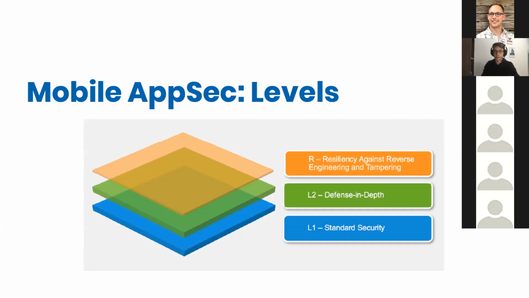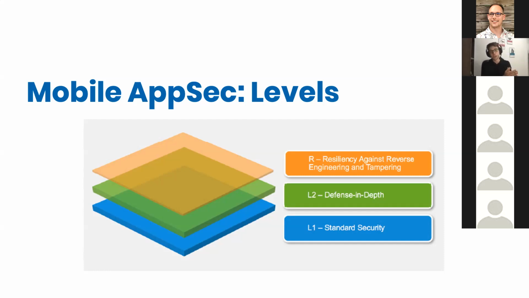And then level R is the most difficult one to get, of course, and that's actually playing the cat and mouse game. Things you would find there are, for example, detecting if the app is running on an emulator, or detecting if the app is being run on a jailbroken device or on a rooted device, things like that. So there you're actually attacking yourself to prevent other things from happening.